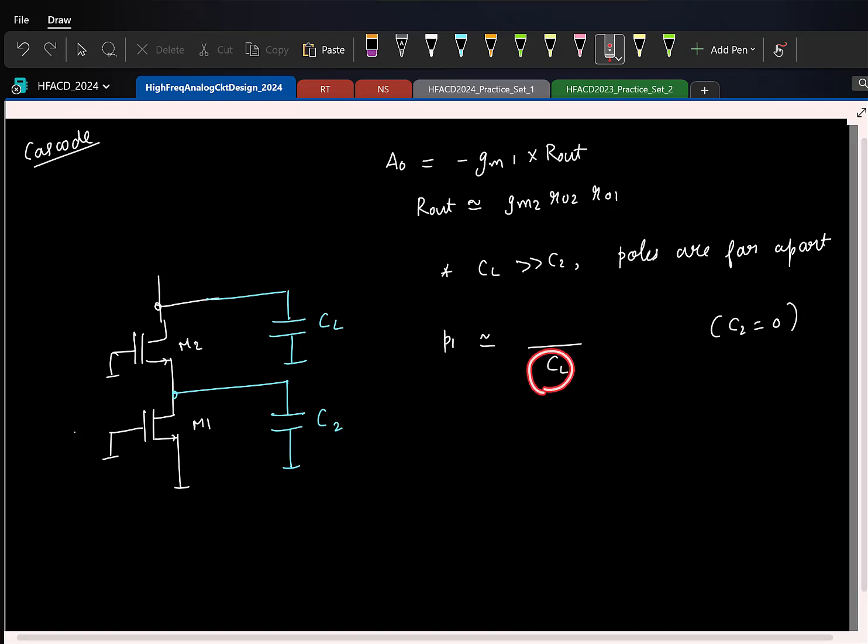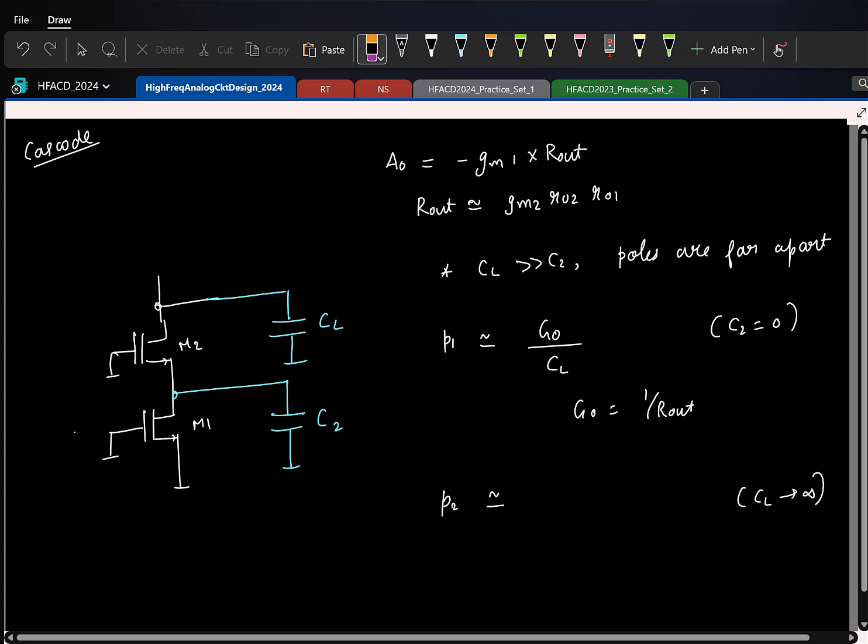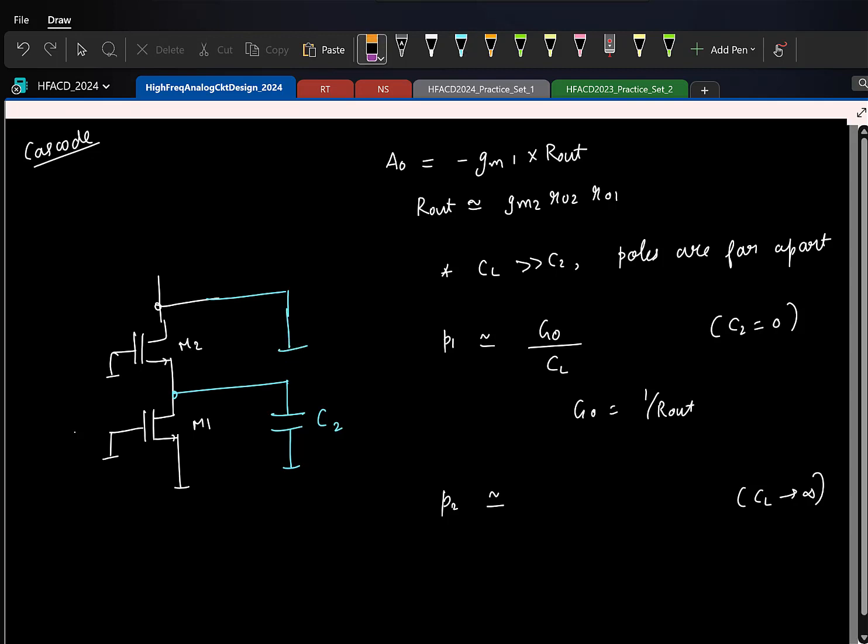The capacitance is CL. I open this guy. What is the resistance looking here? It is a cascode output resistance. So I'll just write it as some G0, where G0 is 1 by R out. Okay. That's straightforward. So now let's find the high frequency pole. And for this, what will I do to the dominant capacitor? I'll short this guy. So let me maybe short it here. I'll short it now. So the capacitance is C2.